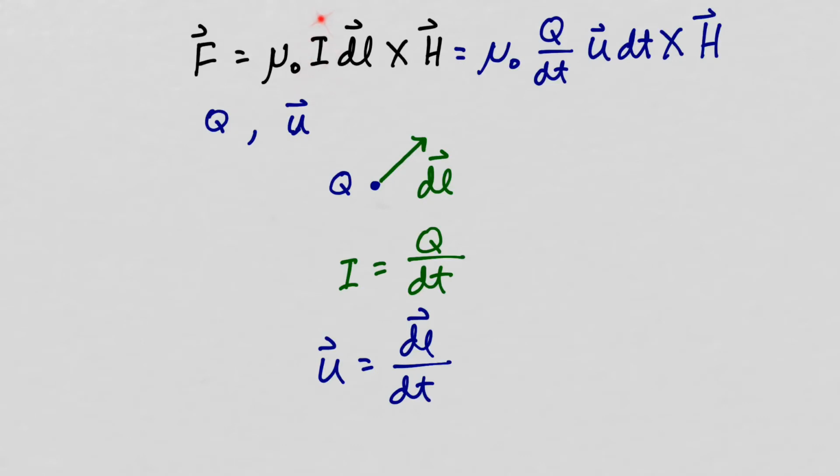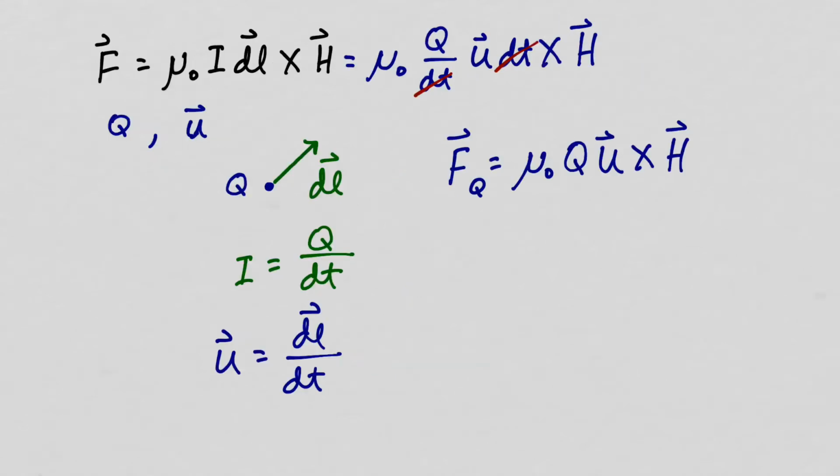So for the current represented by this charge moving with the velocity u, we can substitute Q over dt, and for dl we can substitute the velocity times the differential time dt. So our dt's here cancel. So the force on a charge Q moving with a velocity u in a magnetic field intensity H is given by this equation.